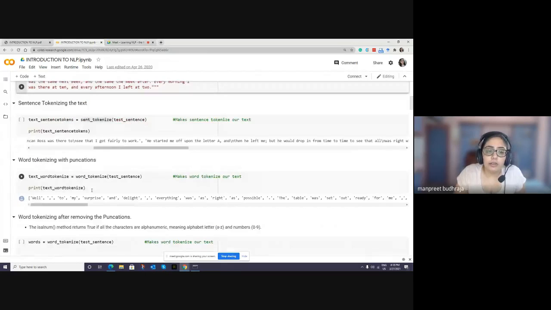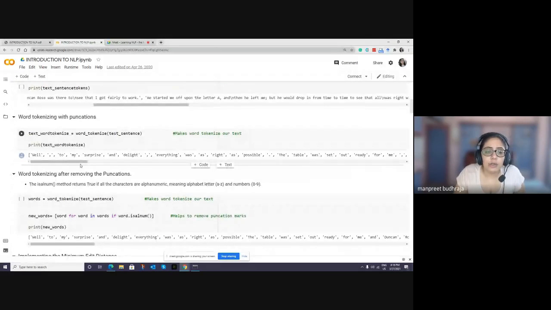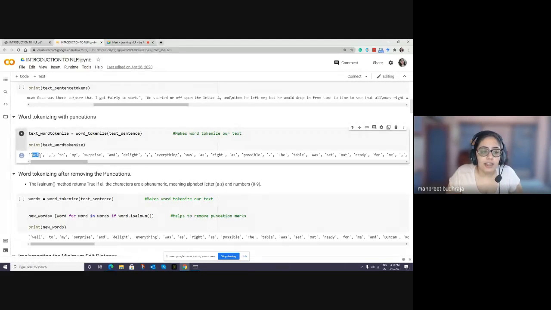So this is tokenizing by sentence, and then you tokenize it by words. This is words where you haven't removed the punctuation marks yet. So "well" is one token, comma is one token, "to" is one, "my" is one, "surprise", comma is one. So in this way, even your punctuation marks are counted as tokens if you don't remove them.